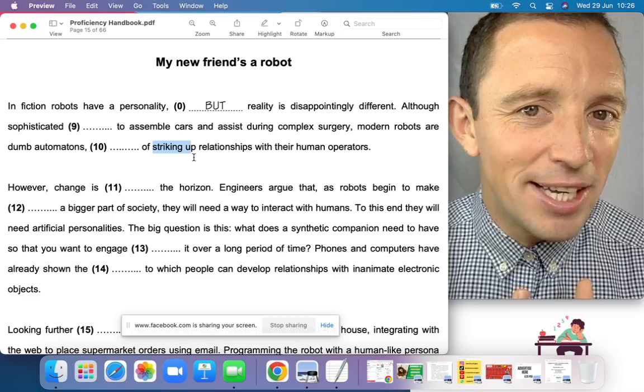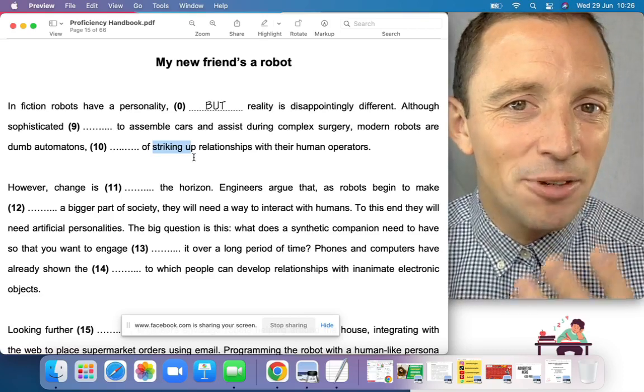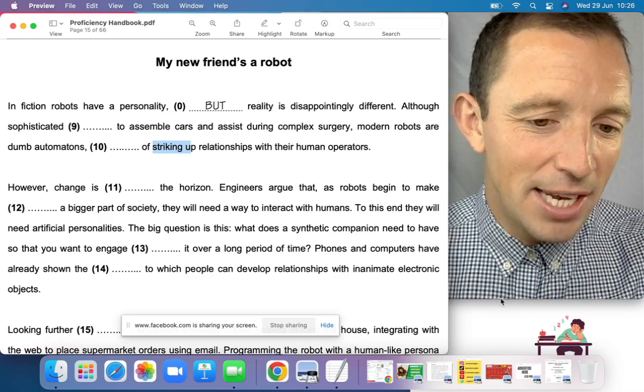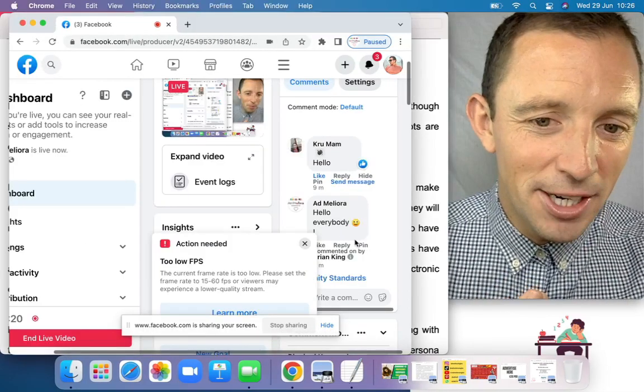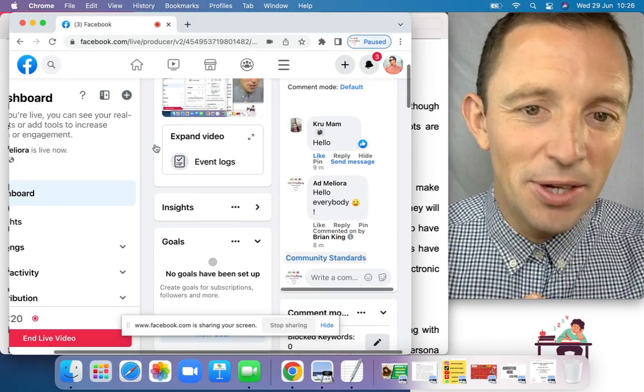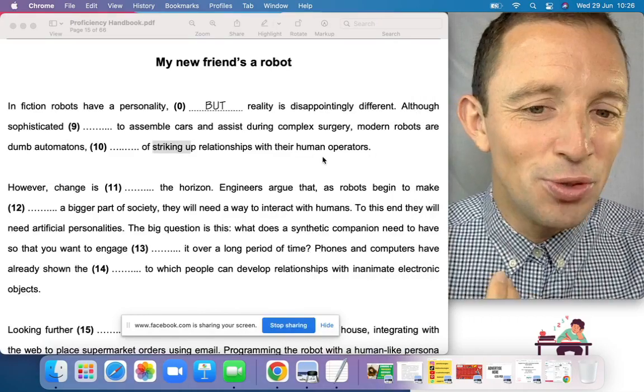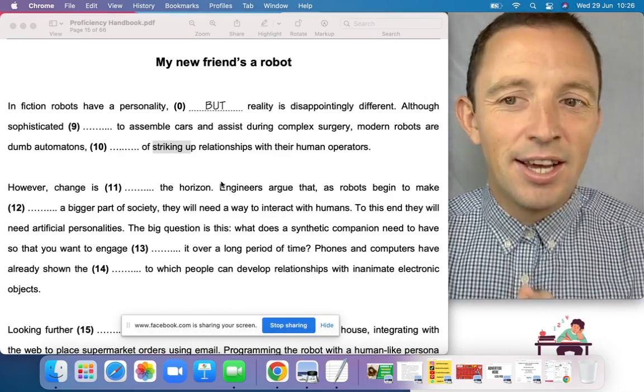So what do you think? Do you have any idea for number 9? Do you have any idea for number 10? And of course you can put your comment here. And okay, no comments at the moment, so it's my job to try and tell you the answer.